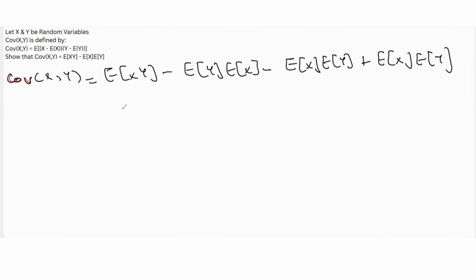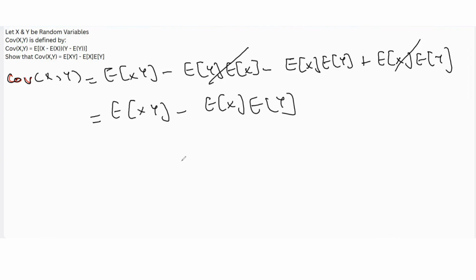Now we just simplify this. We can see this minus and this plus get cancelled out. So the covariance between x and y is the expected value of xy minus the expected value of x times the expected value of y. So we have shown that we can write the covariance between x and y in terms of the expected value of xy minus the expected value of x times the expected value of y.